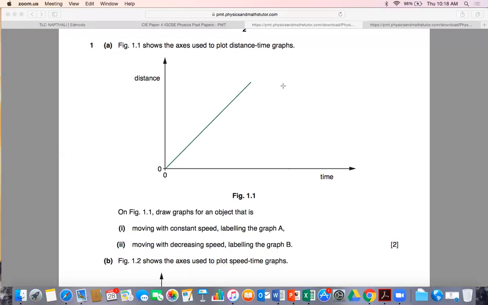Okay? And you label this, it says label the graph A. So you label it A. Moving with decreasing speed. What would that mean? Decreasing speed means the gradient is lower. Lower. How would the graph be? It curves to the right.